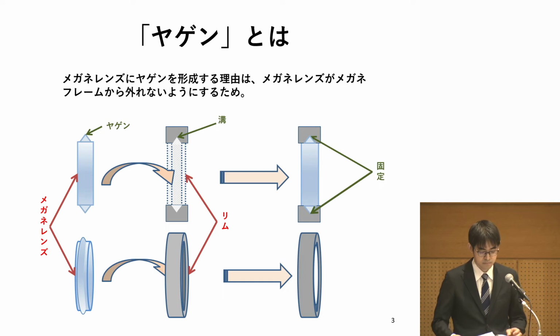Please look at slide 3. As you can see, the reason for forming a bevel on a spectacle lens is to prevent the lens from coming off the frames. This is because, as shown on the slide, there is a concave groove formed on the inner surface of the rim portion of the frame around the lens. The lenses are fixed to the rims by fitting the bevel formed on the spectacle lenses.